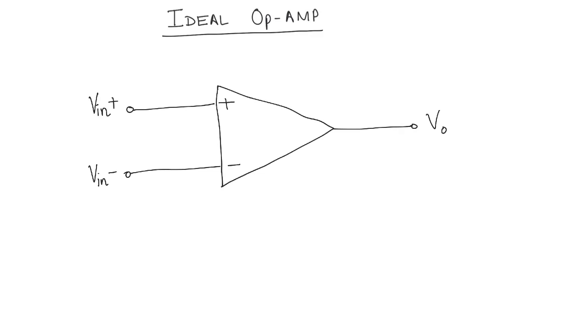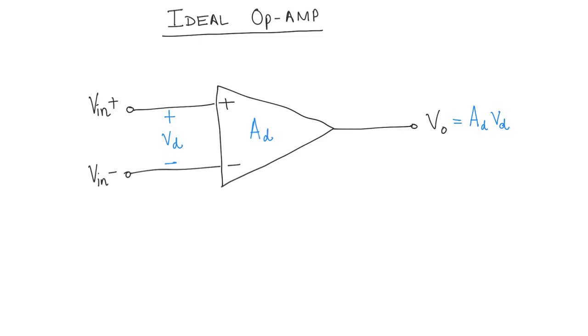Now, the first thing you need to know about the ideal op-amp is that the op-amp behaves as a differential amplifier. What do I mean by that? I mean that the op-amp takes the difference of the voltages at its two input terminals. Let's say that difference is VD, and it amplifies it by a gain of AD. So VO is equal to AD times VD.